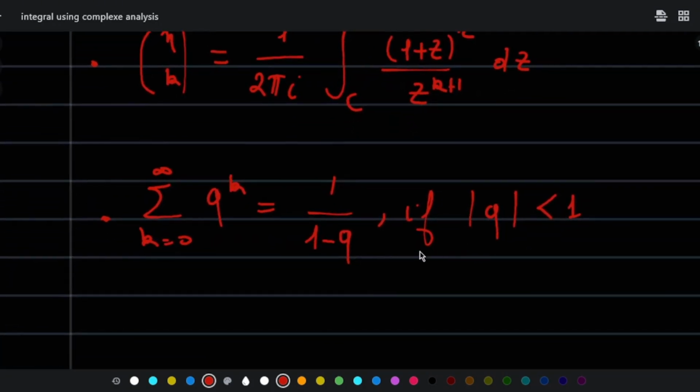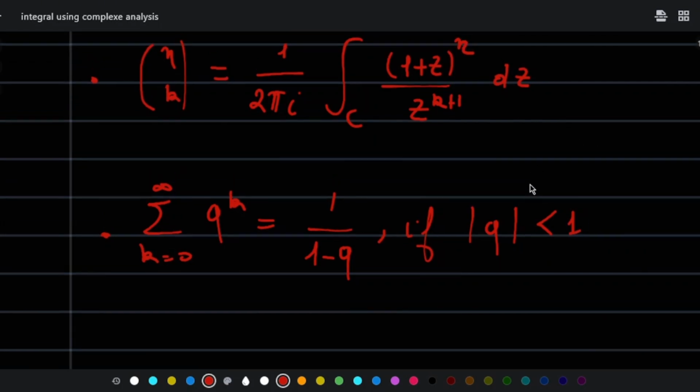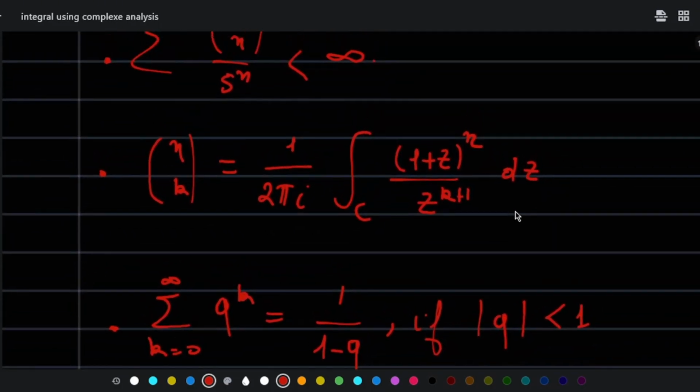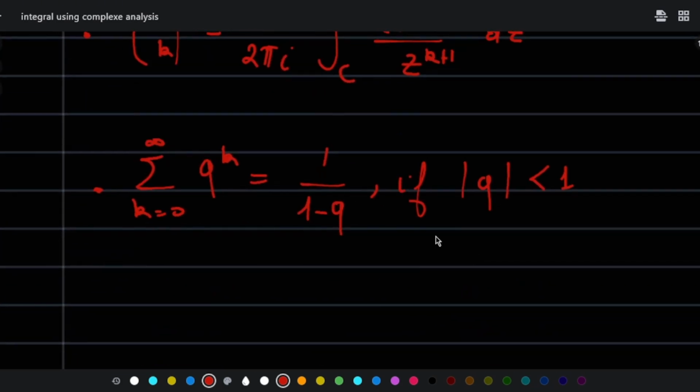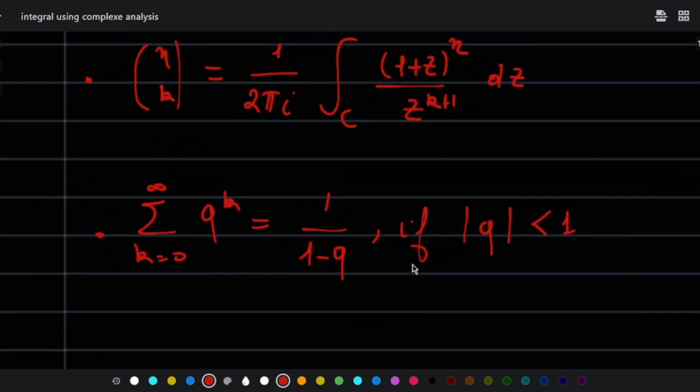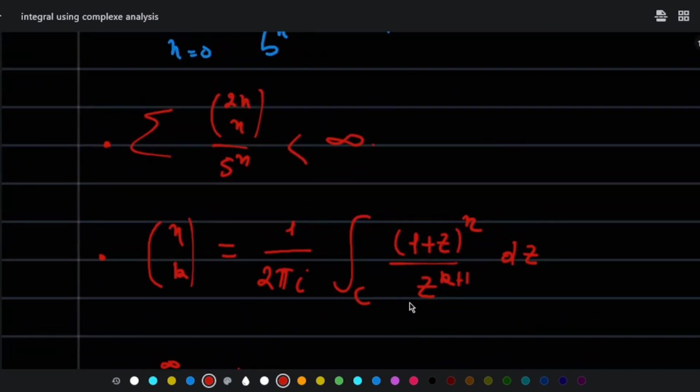And the third thing is the geometric series formula, which says that the sum from 0 to infinity of q to the k is equal to 1 over 1 minus q, if the absolute value or the modulus of q is strictly less than 1. That's all that I need.